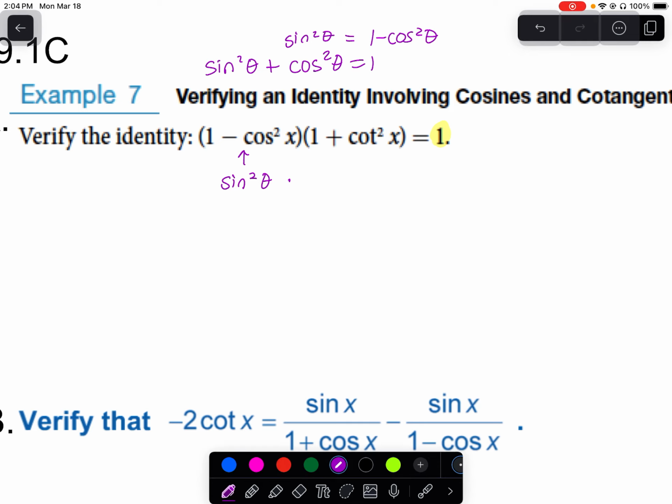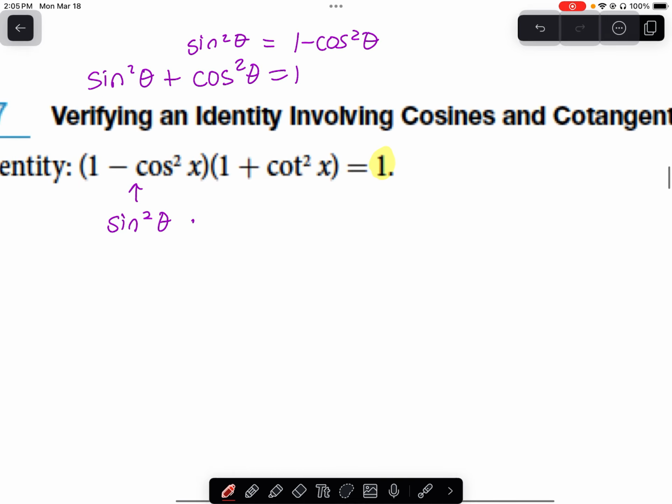Now, there is another of our Pythagorean identities that looks like that. 1 plus cotangent squared is an exact match for our cosecant squared. So this is equal to a cosecant squared. I'm sorry, my angle is x, so let's try to keep whatever angle they start with the same angle you use throughout the problem. Okay, so what do we know about the sine and the cosecant? The sine and the cosecant are reciprocals.